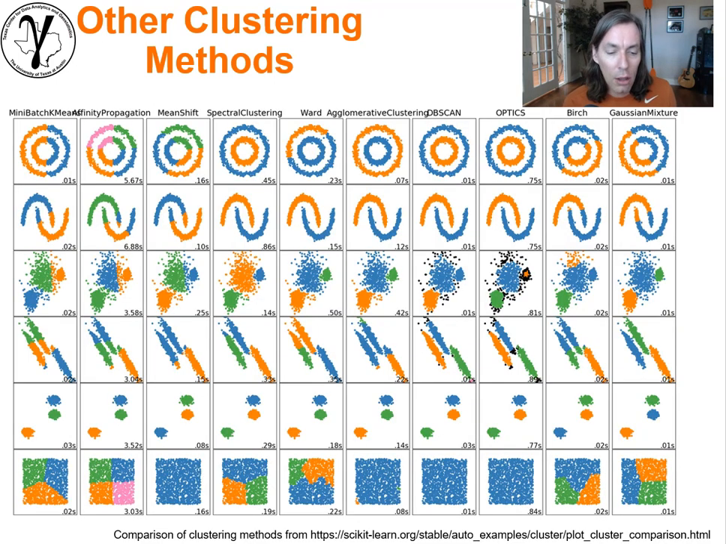Now, if you go online and you look at scikit-learn, you'll find in their documentation on clustering this wonderful figure right here, where they've got 1, 2, 3, 4, 5, 6 different data sets.